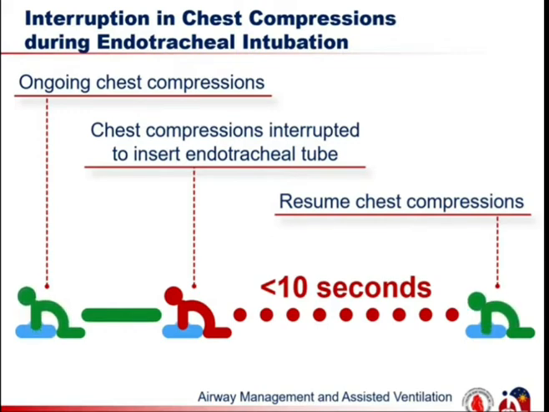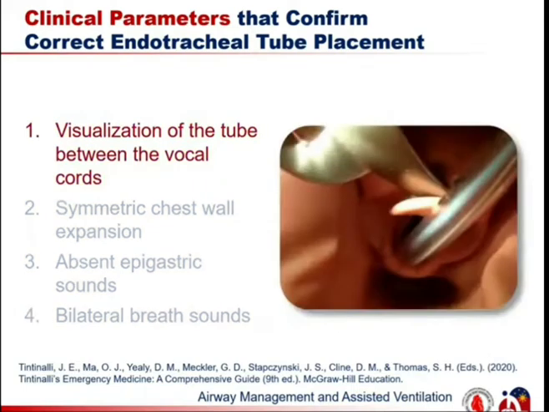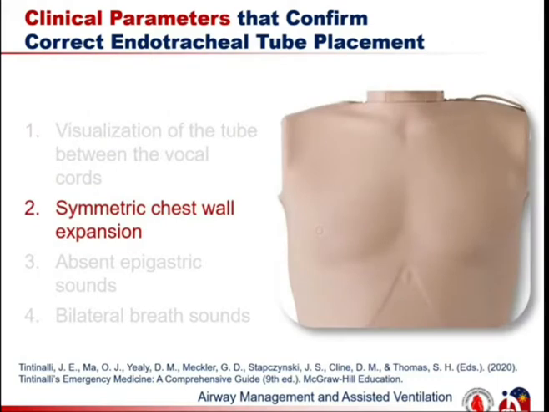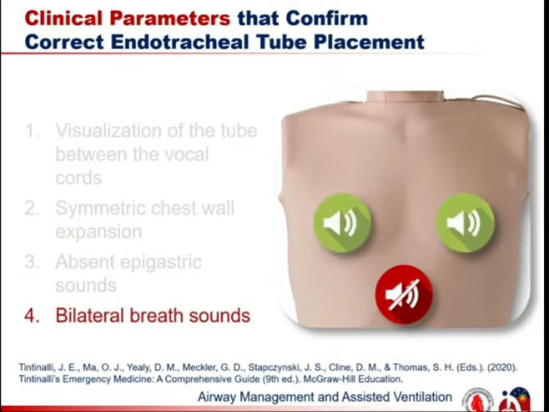Once you have inserted an endotracheal tube, several physical examination findings can help you confirm its correct placement, the best of which is visualization of the tube between the vocal cords during laryngoscopy. During delivery of breaths, you should also observe a symmetric chest wall expansion. No gurgling sounds should be heard on auscultation of the epigastrium, and breath sounds should be appreciated on both lungs with every delivery of ventilation.